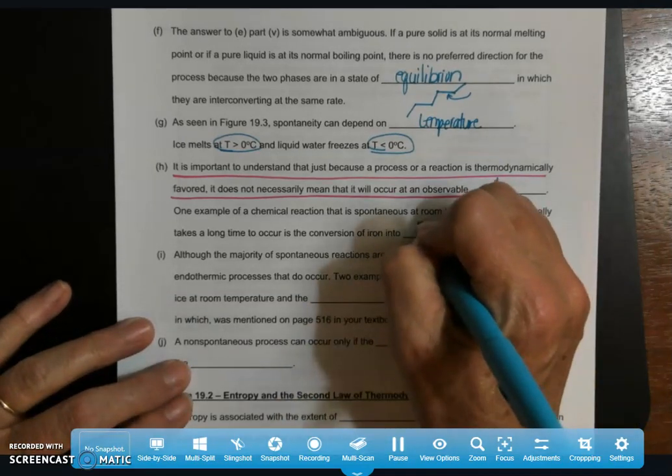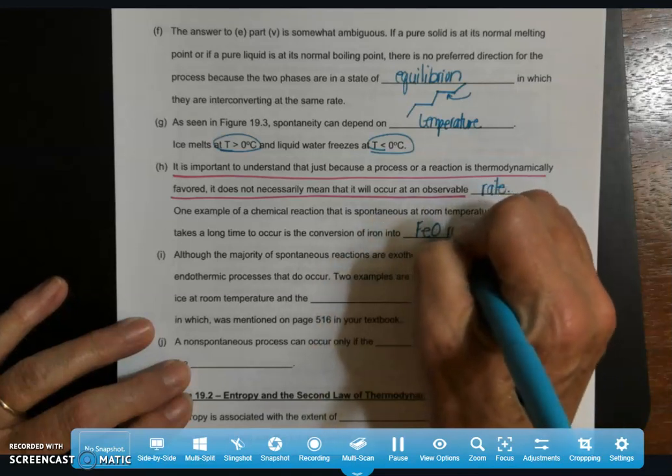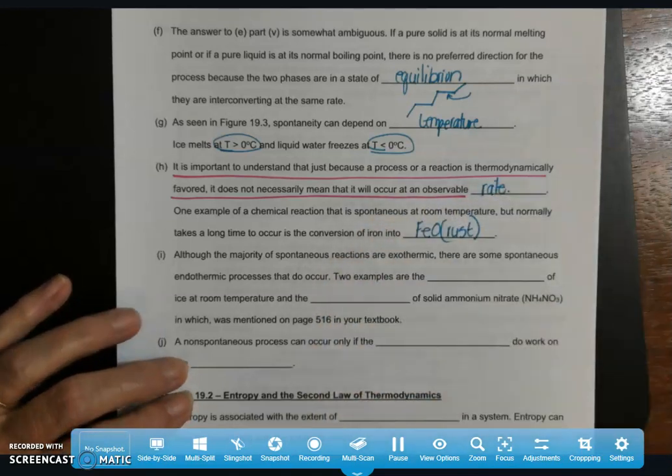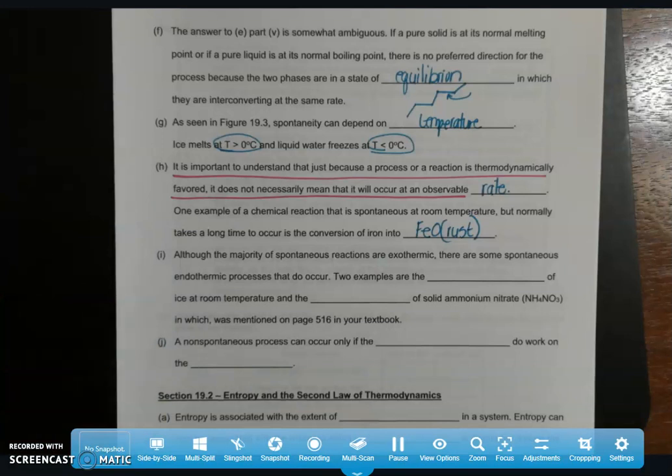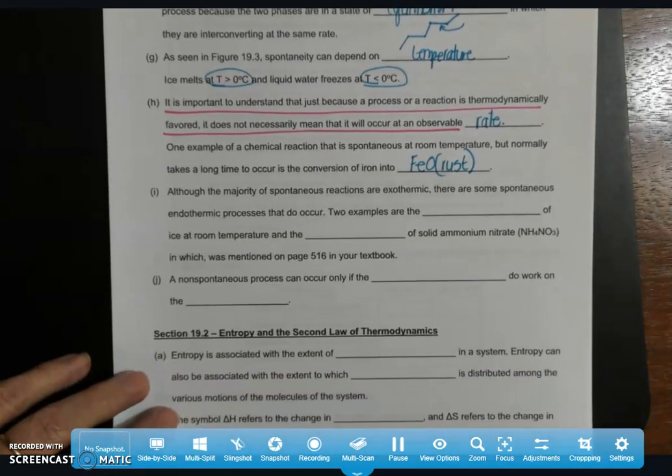One perfect example of that is the formation of iron oxide or rust. If I put the metal outside, leave it on my back porch, unprotected, iron will rust over time. It just takes a lot of time to do it, but it is still considered a spontaneous process.